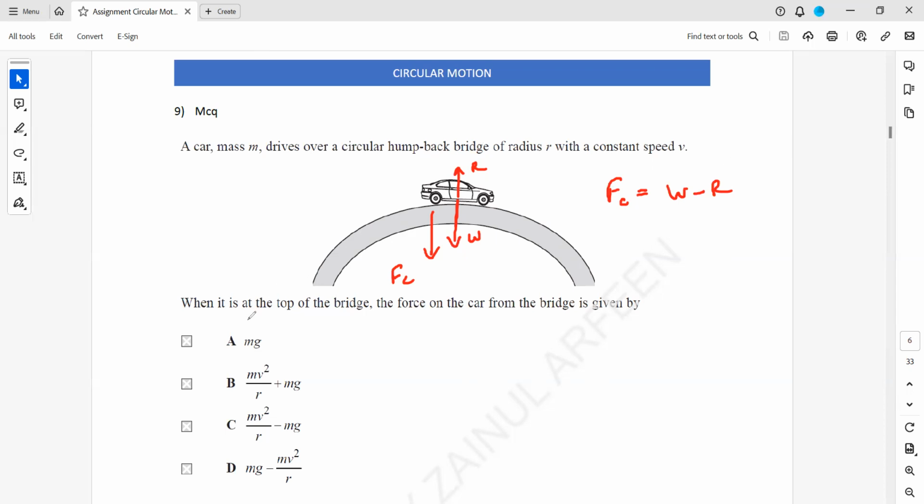We need R because the question asks for the force on the car from the bridge at the top. So we need the normal contact force. R will be equal to W minus centripetal force. Weight is mg, and the centripetal force is given by the formula mv squared over r, or m r omega squared. So mg minus mv squared over r, which matches option D.